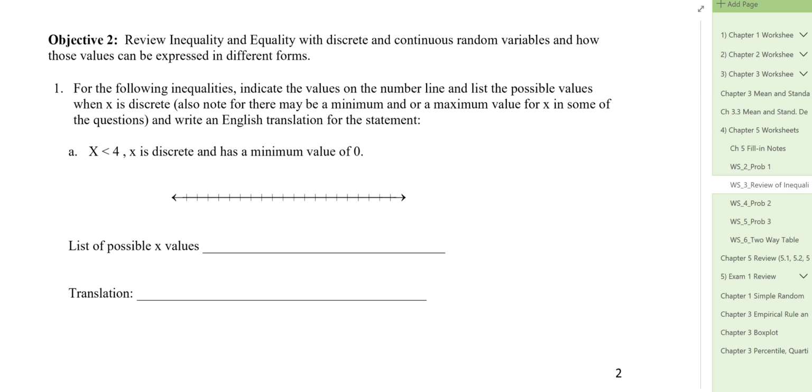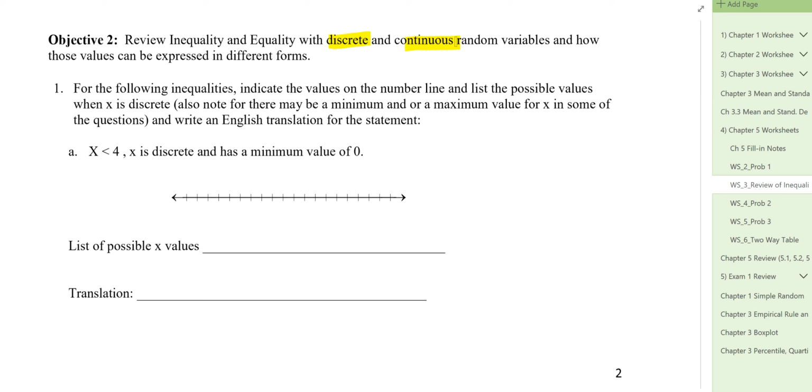In the second objective, we're going to review inequality and equality with discrete and continuous random variables, and how those values can be expressed in different forms. For the following inequality, indicate the value on the number line and list the possible values when x is discrete. Also note there might be a minimum or maximum value for x in some questions, and write the English translation for the sentence. Okay, A, x is less than 4.